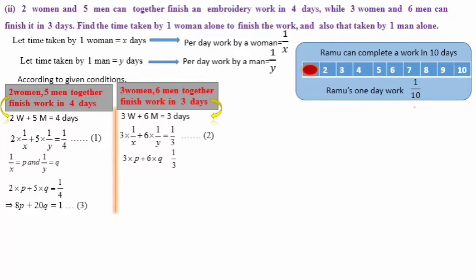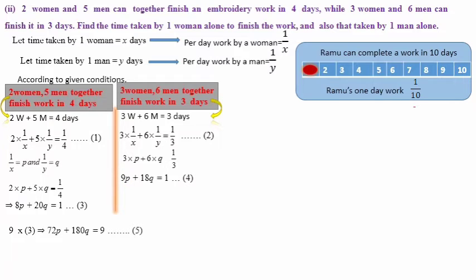Next, the other equation: 3p plus 6q is equal to 1 by 3, changing 1 by x to p and 1 by y to q. Cross multiply: 3 into 3 is 9p, 3 into 6 is 18q, is equal to 1. Label it as equation number 4. We shall solve these two equations. As I said before, you can go for any method, but here I am going to use equating the coefficients. I am multiplying by 9, which is the coefficient of p in the fourth equation.